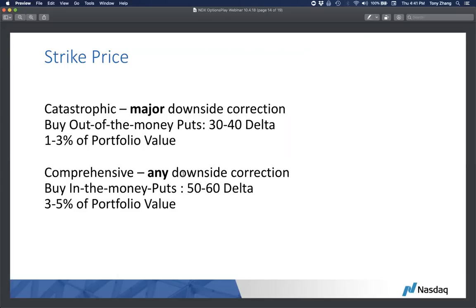So if you're looking for just catastrophic protection, meaning you're only looking to protect yourself against a major downside correction, that kind of black swan event, that's really where you want to buy out of the money puts. Usually somewhere around a 30 to 40 delta is an appropriate place to start when you're buying an out of the money put to protect yourself. And usually this will cost anywhere from 1 to 3% of your portfolio value to buy this type of catastrophic downside protection.